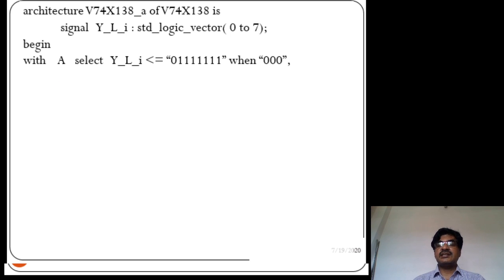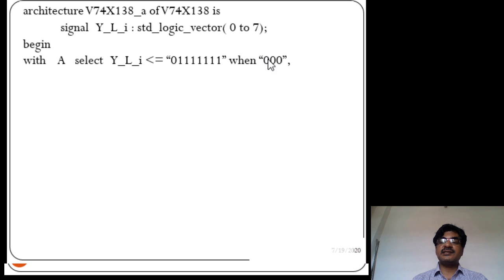That is with A select Y, the target signal line is YLI. Target is YLI. First of all, I am assigning the data to the internal signal. After that, I pass that data to the actual output, right? First of all, YLI is the internal signal. For this, I am assigning the data 0, 1, 1, 1, 1, 1 when all zeros.